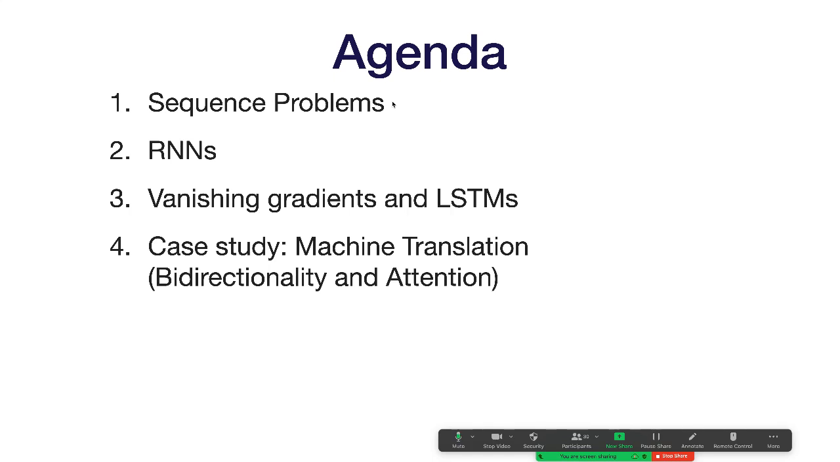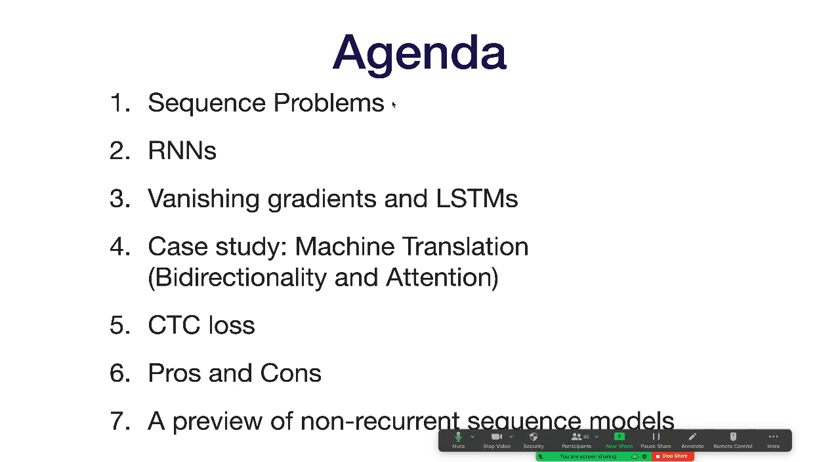And we'll do a case study on machine translation, and we'll talk about how one of the earlier neural machine translation systems from Google worked. And I imagine this is probably still not how it works, because these days everything is transformers, which we'll talk about next week. Then we'll talk about the CTC loss, which is a loss function that's useful for sequence problems that we'll be using in the lab. We'll talk about some of the pros and cons of recurrent neural network architectures as opposed to some other choices that you have. And then finally, we'll do a very quick preview of non-recurrent models for sequences. And then next week will be all about that.